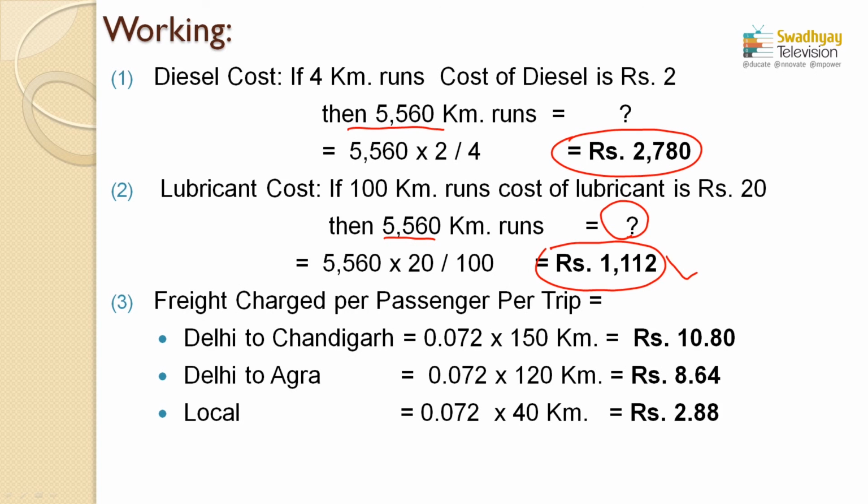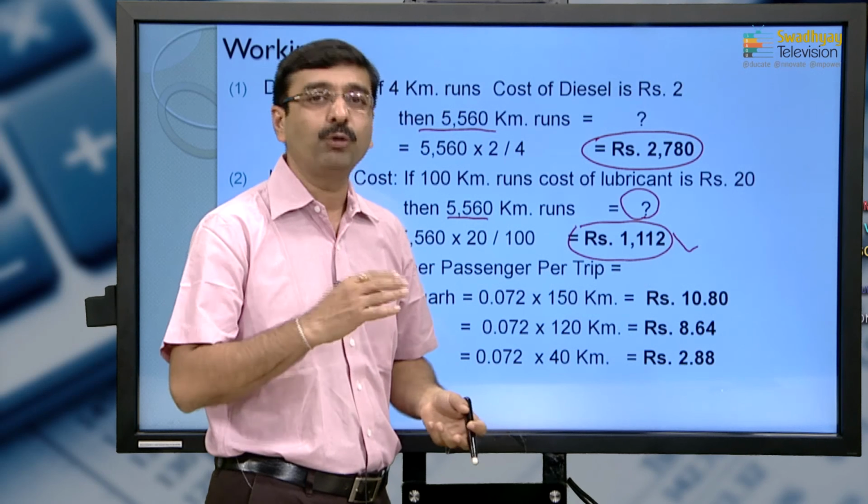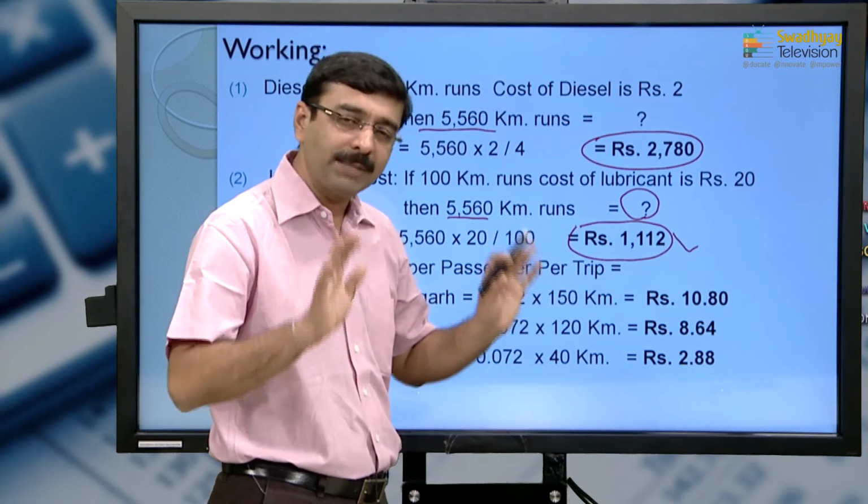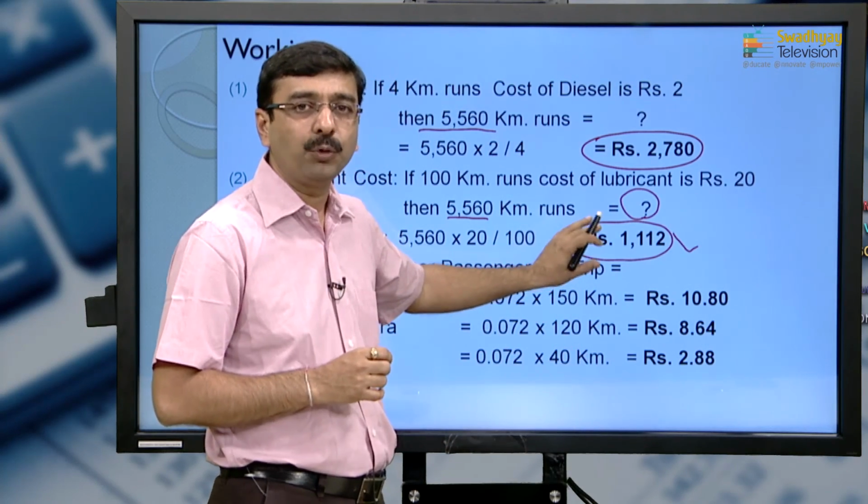Per month it is not required to mention because it is per month only. We calculated this 5,560 kilometers on a monthly basis only. So automatically it works for monthly, or maybe you can precisely say it for 24 days, because ultimately this vehicle runs for 24 days only. So precisely this cost is incurred for 24 days only.